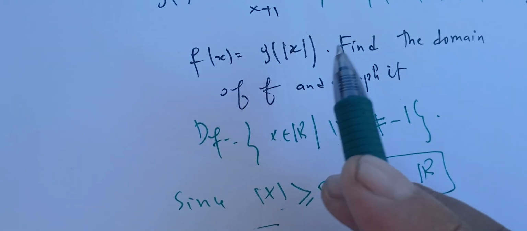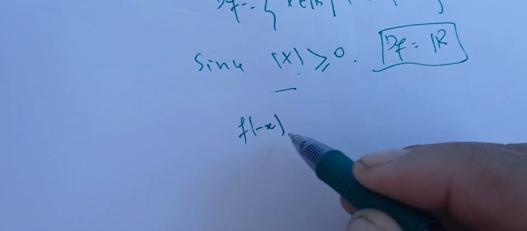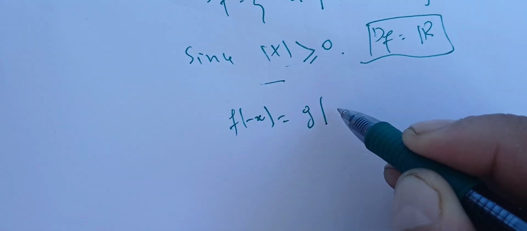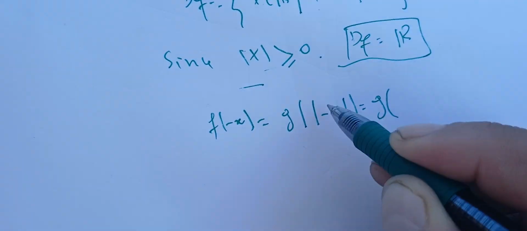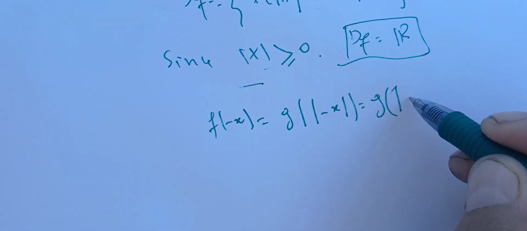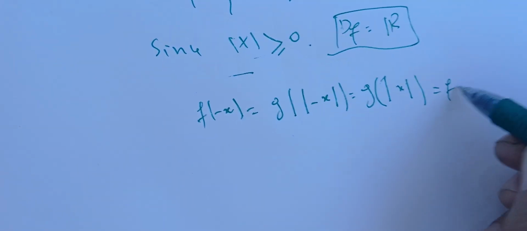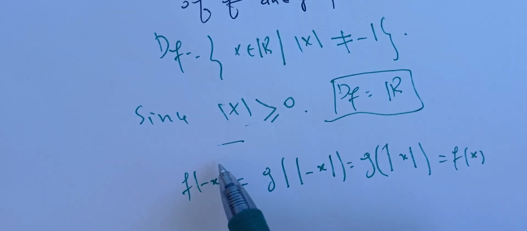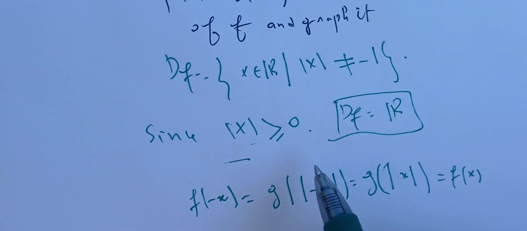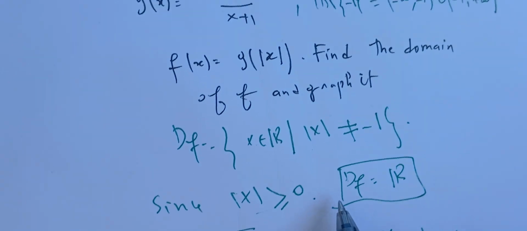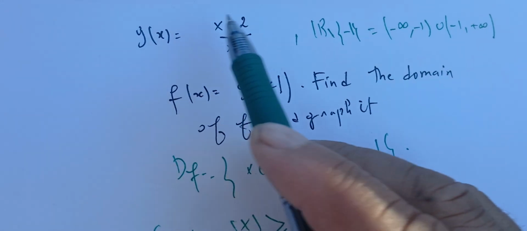Note that f of -x is just g of the absolute value of -x, and the absolute value of -x is just the absolute value of x. Therefore, we have f of -x is simply f of x. That means our function is even. So what we can do is graph g and take its symmetric with respect to the y-axis. But we're going to graph all of g.